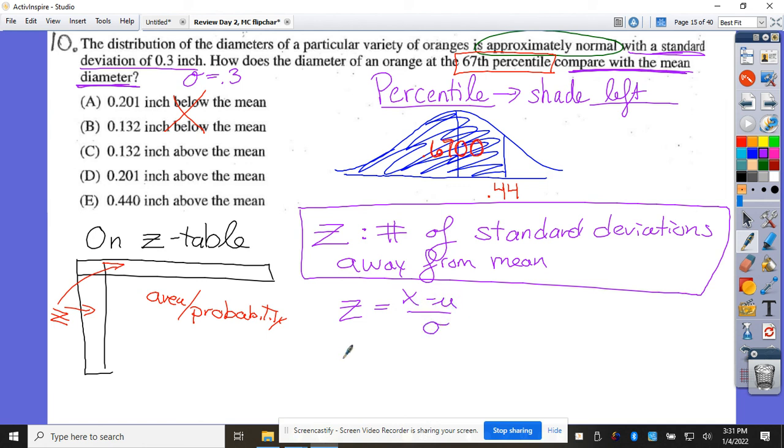So one way I could look at this is, I know that my z is 0.44. I don't know my x. I don't know my mu. But I know my sigma is 0.3. So what do I do with these? Multiply them, which gives me 0.132. All I'm left with is the distance from the mean.